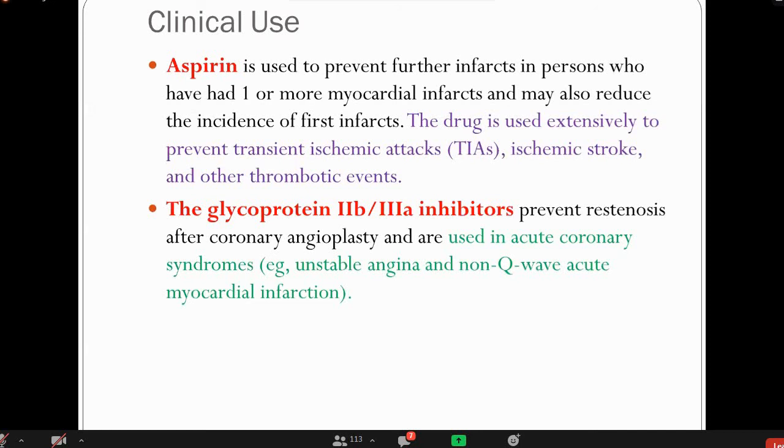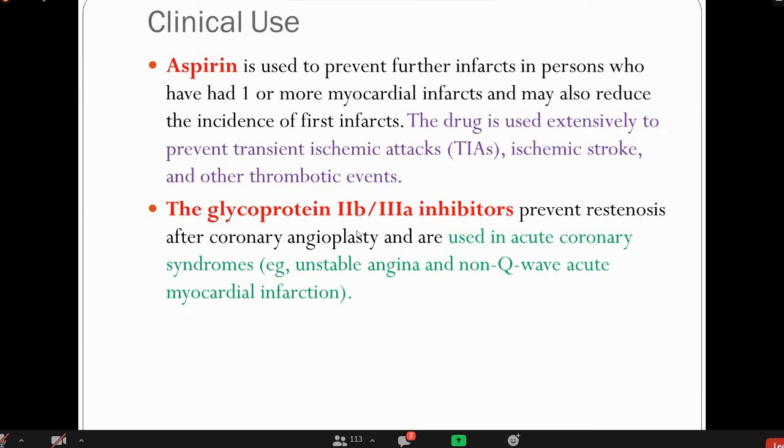Clinical uses of antiplatelet drugs. Aspirin is used to prevent further infarcts in persons who have had one or more myocardial infarcts and may also reduce the incidence of first infarct. The drug is used extensively to prevent transient ischemic attack, ischemic stroke, and other thrombotic events.